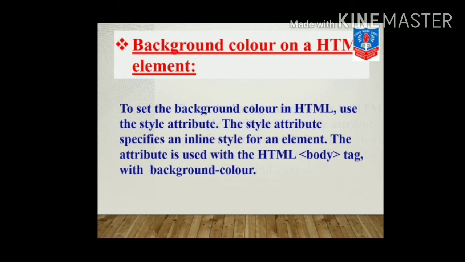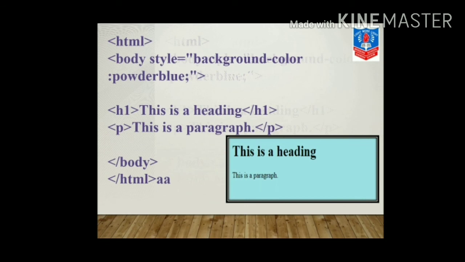Students, the background can be made attractive by adding color to it. The following code is used to give yellow color to the web page. Body bgcolor equals hash FFFF00. Understood, children? So this will give yellow color to your background.